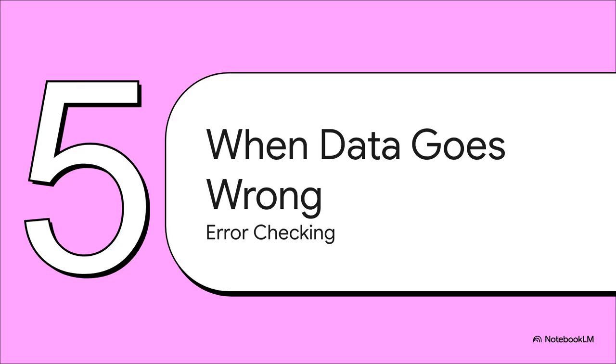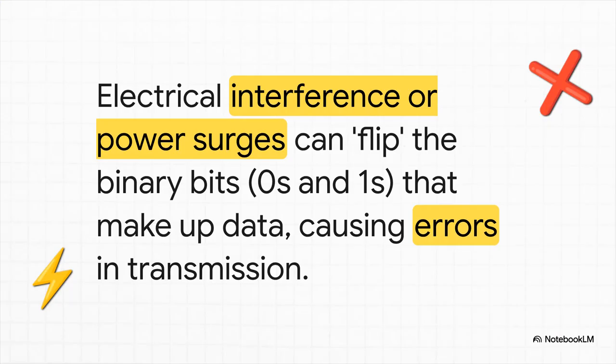So, even with the best setup and top-notch security, things can still get, well, messy. Data doesn't always travel perfectly. So how do networks deal with the little errors that are bound to happen? See, the digital world is all just ones and zeros, right? They're called bits. But sometimes a little bit of electrical interference, maybe a tiny power surge, can actually cause a bit to flip. A 1 becomes a 0 or a 0 becomes a 1. That tiny change can completely corrupt a file or just garble a message.